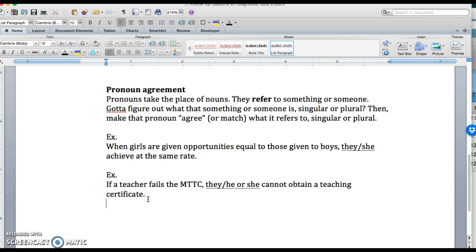This is an example of a problem that many students continue to have, in that they choose, if a teacher fails the MTTC, they cannot obtain a teaching certificate. That doesn't work because they is plural and teacher is singular. So keep in mind, if you're trying to decide between they or he or she, you need to go look at the noun that the pronoun is referring to. If the noun is singular, you must use he or she. You cannot use they. If the sentence was, if teachers fail the MTTC, they cannot obtain a teaching certificate, that would be correct. Got it?